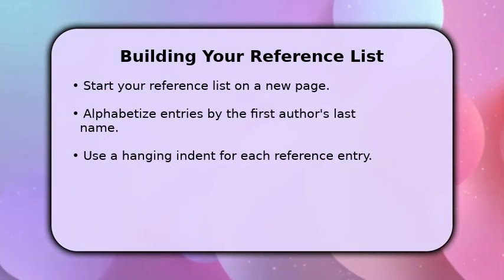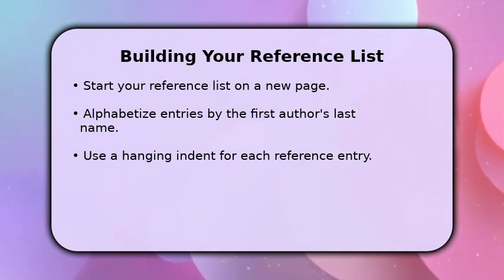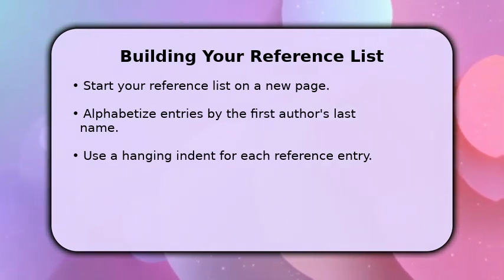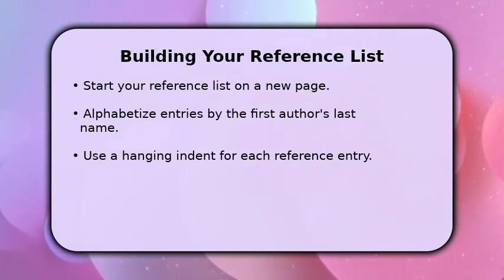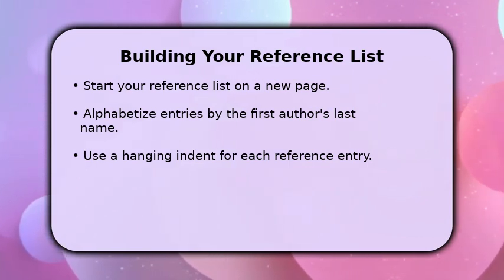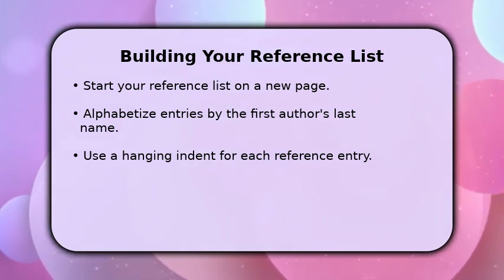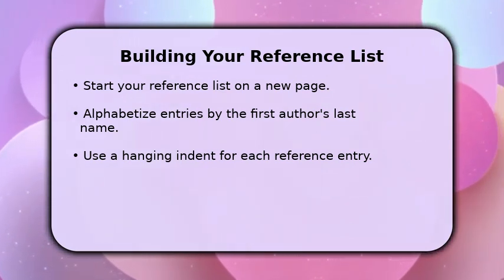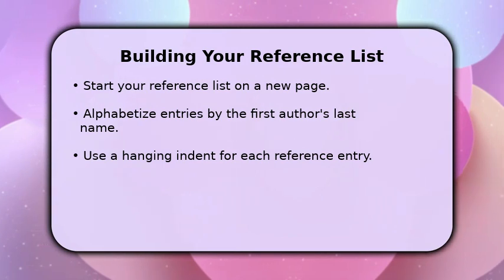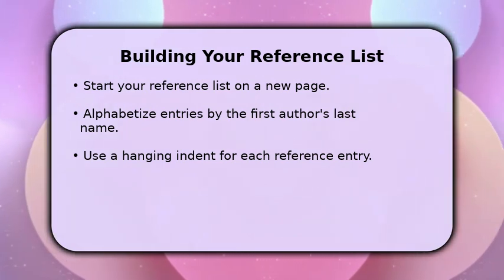Finally, we'll create your reference list. This section begins on a new page at the end of your paper. Alphabetize all entries by the first author's last name to ensure easy navigation. Each reference entry should use a hanging indent, meaning the first line is flush left and subsequent lines are indented 1/2 inch. Be sure to include all necessary publication details for every source you've cited in your paper.